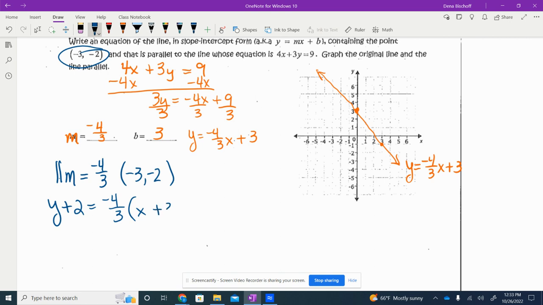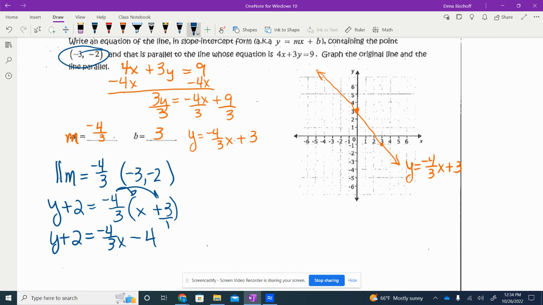Y plus 2 equals negative 4/3 x plus 3. Awesome. Okay, we know that that's not in slope-intercept form. We're going to keep doing this. We have to distribute. So I have y plus 2 equals negative 4/3 x. Negative 4 times 3 is negative 12. 3 times 1 is 3. What is 12 divided by 3? 4. So I'm going to turn this into a negative 4.